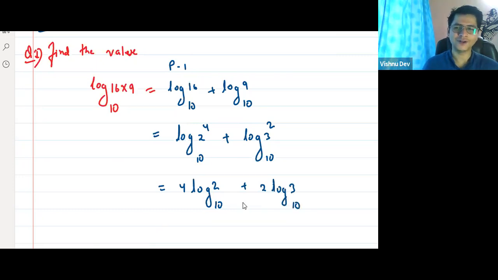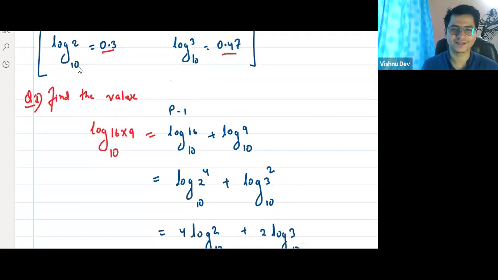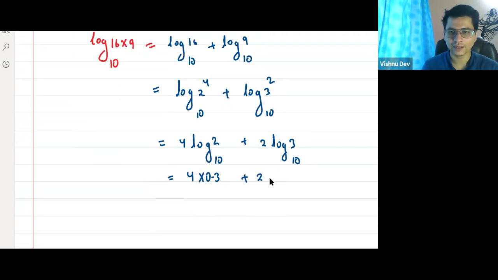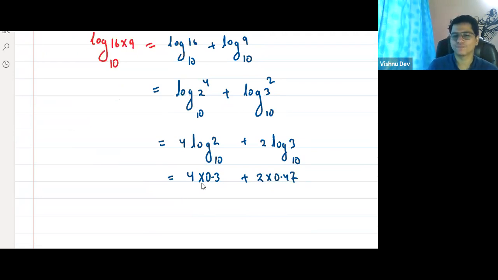Now, will you get the answer in the next step? What's the value of log 2 base 10? 0.3. What's the value of log 3 base 10? 0.47. Very good. So it is 4 into 0.3 plus 2 into 0.47. Yes or no? It is 1.2 plus 0.94, right?